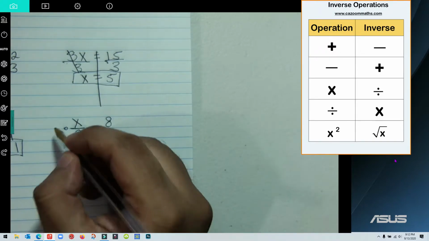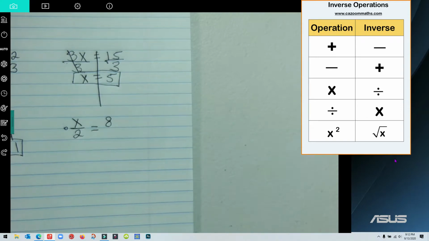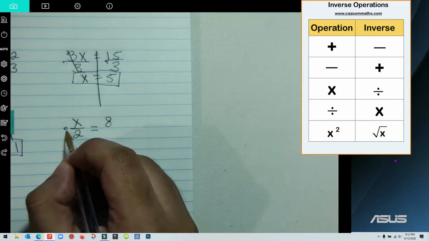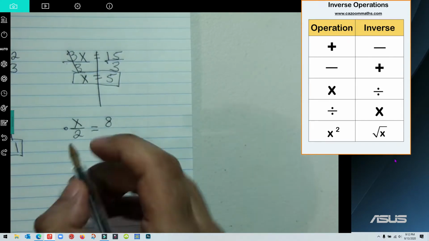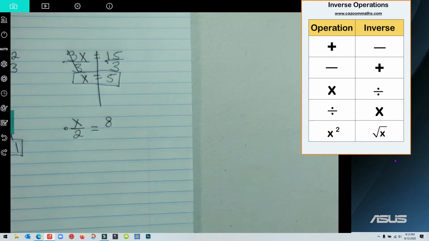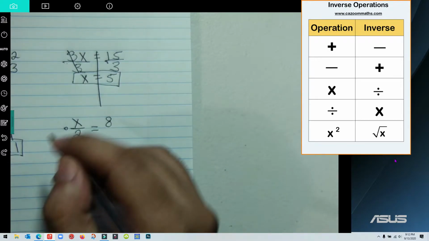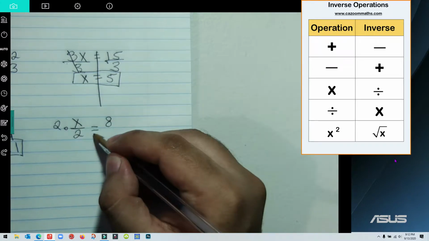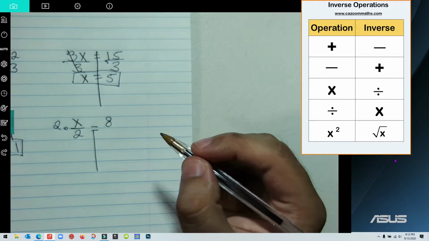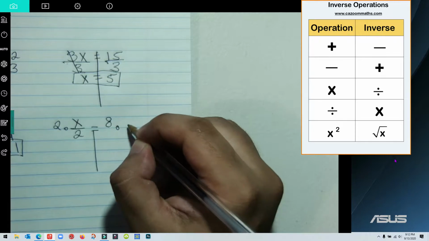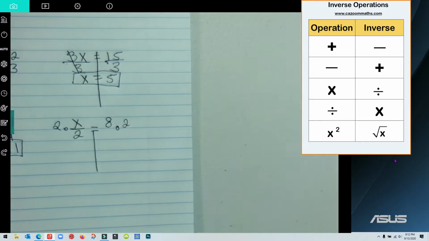I don't want you confusing the multiplication x with the letter x, with the variable x. So I'll go ahead and use that little circle from now on. So if we're dividing by 2, the opposite of division of 2 is a multiplication of 2. Now again, keep in mind that whatever you do to one side, you do to the other side.